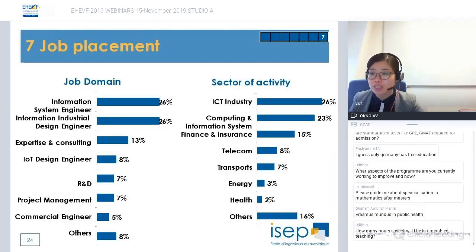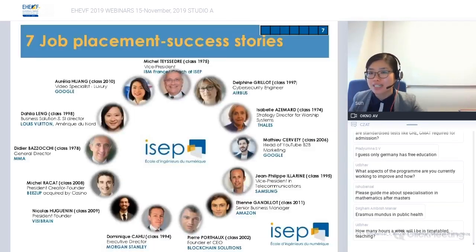The last part is our employment rate. Regarding the job domain, the majority of our graduates work as information system engineers and industrial design engineers. The rest work as IT consultants, engineers, R&D researchers, project managers, and commercial engineers. Regarding the sector, they work in the ICT domain, computing, and telecommunication, but it's not limited to IT-related domains. They also work in transport, energy, and health.